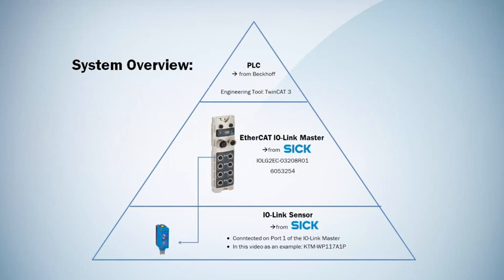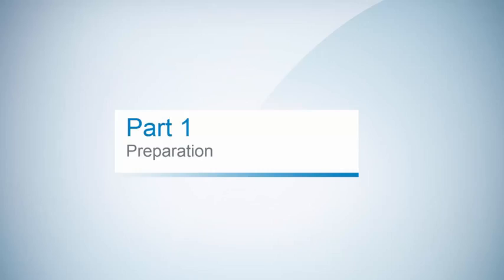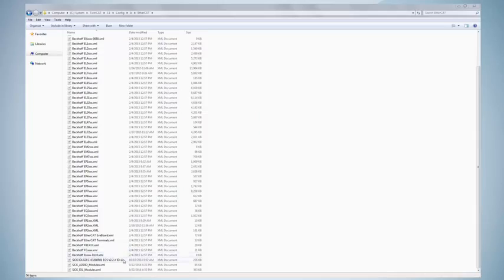Today we would like to show the integration of the EtherCAT I/O link master from Sick into a TwinCAT 3 PLC environment. First of all, the device description file needs to be saved in the TwinCAT folder under Config, I/O, EtherCAT. If TwinCAT is already running, it needs to be restarted now.